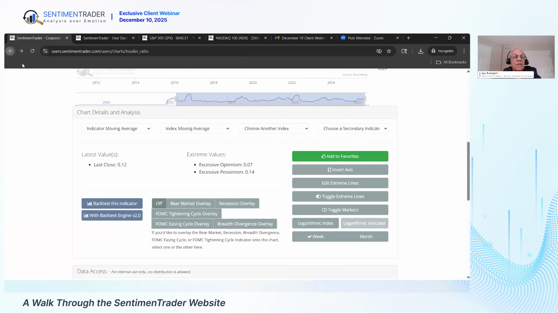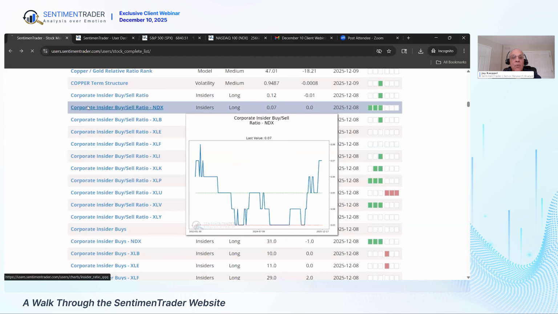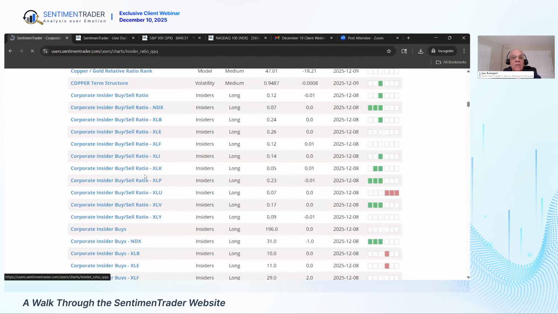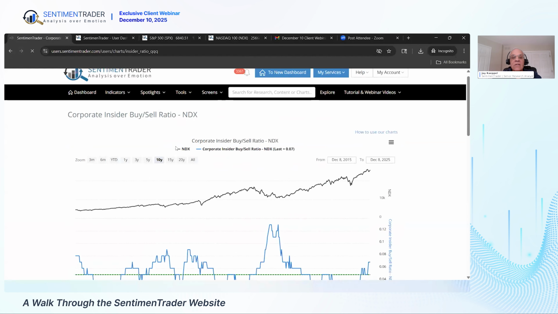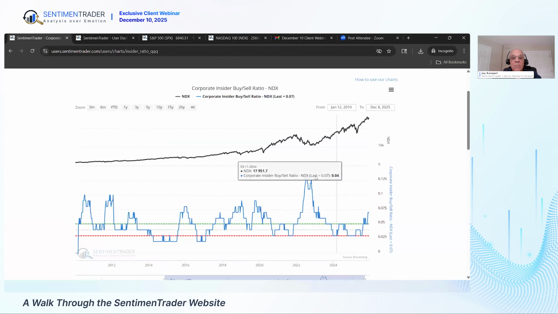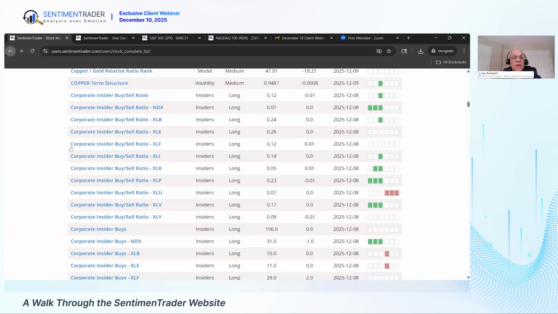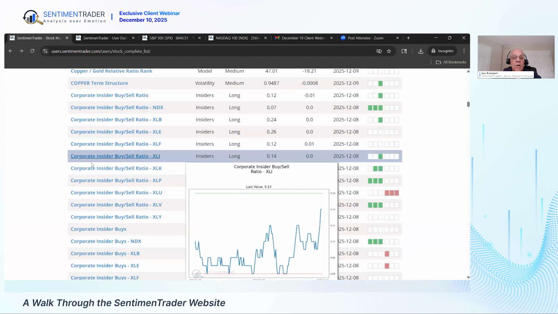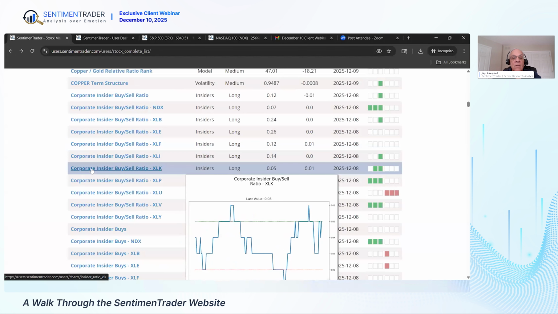Okay, corporate insiders. Now, again, we can break these out for different indexes. Even though the technology sector has had a great run, take a look at this. The buy-sell ratio for the NASDAQ is actually up in a pretty decent area. All right, so they're not shying away at all. And then again, for the sake of brevity, you can see some of these technology is up at a high level.